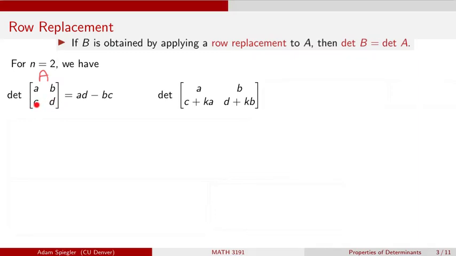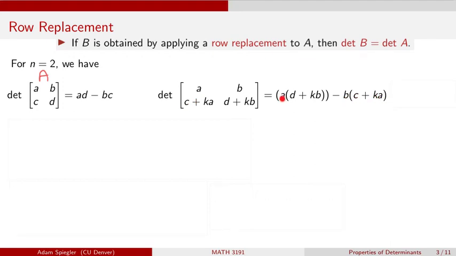Now let's consider what happens if I do a replacement operation. Say I replace row 2 of matrix A with some scalar K times the first row plus the second row. If I multiply the top row of matrix A by K and then add it to row 2, the new row that replaces the original row 2 would be C plus K times A, and then the second entry in row 2 would now be D plus K times B. Now we can calculate the determinant of this matrix as A times (D plus KB) minus B times (C plus KA).